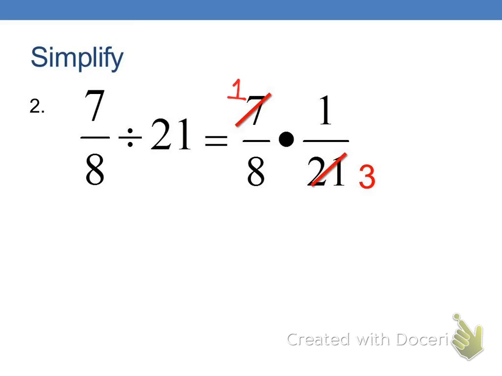So what's 1 times 1? 1. So we'll have a 1 in the top. What's 8 times 3? 24. So we'll have a 24 in the bottom. There's our answer. What questions do you have?